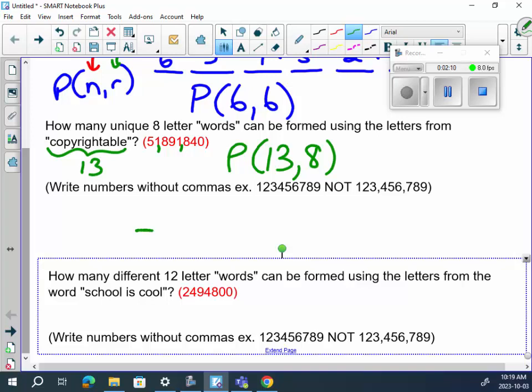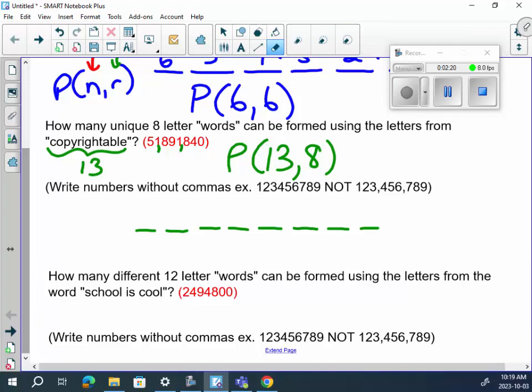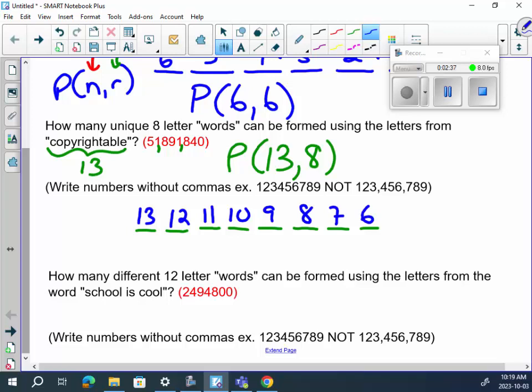Draw it out. So I've got 8 spots that I need filled. Just kind of thinking about it. 1, 2, 3, 4, 5, 6, 7, 8, 9. And once again, there are 13 letters available in that first position, then 12 in the next because I've used up whichever letter I set in the first position. And as we go, I'll have fewer and fewer down the line. Multiply those out, and again, we should get that 51 million number right there.